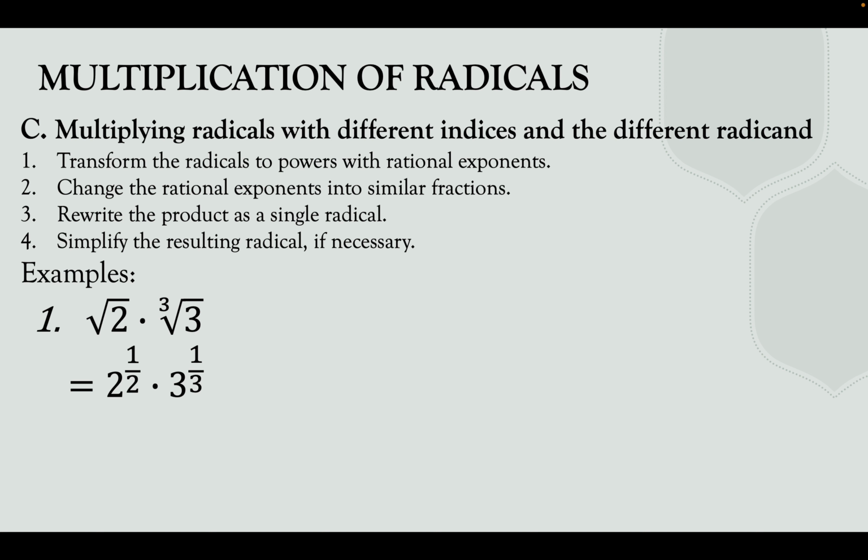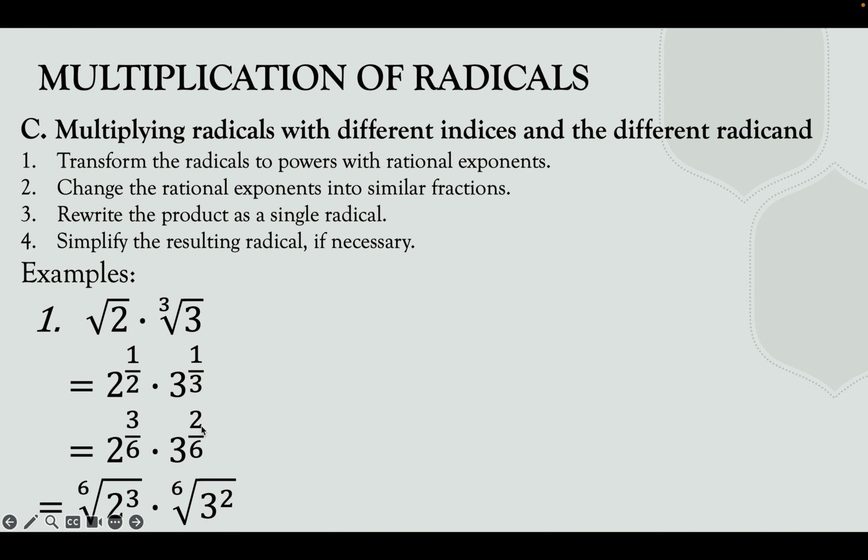Next, we need to find the common denominator of this one. So we have here, their common is 6. So 6 divided by 2, we have 3 times 1, we have 3. 6 divided by 3, we have 2 times 1, we have 2. So since we have the same denominators, now change this one into radical form. And then we have here 6th root of 2 raised to 3 times 6th root of 3 raised to 2.